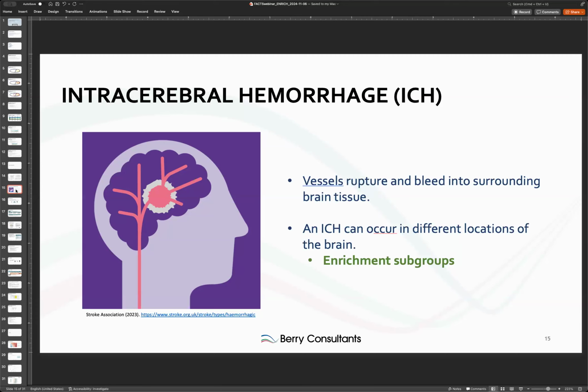So you can imagine that we're going to talk about a surgical procedure. Different locations of the brain may be more or less easy to get to with a minimally invasive surgery. We may expect differential treatment effect based on the location of the ICH in the brain. And so the location of the ICH is actually going to be the subgroup with which we make enrichment decisions.